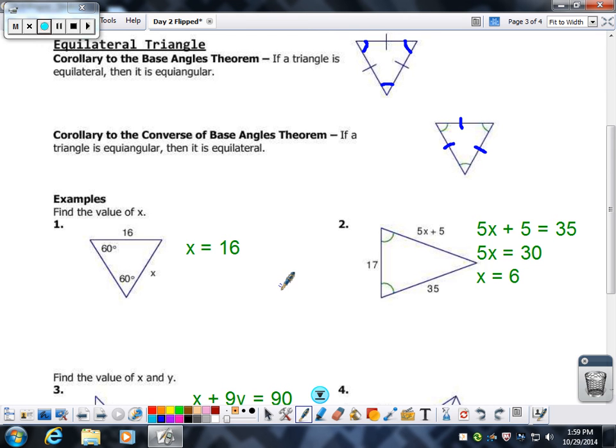For number 2, we have our base angles congruent down here again. So if these are our base angles, 5x plus 5 and 35 are going to be our legs. If the base angles are congruent, then the legs are congruent. So 5x plus 5 is going to equal 35. Solve for x and you get x equals 6.